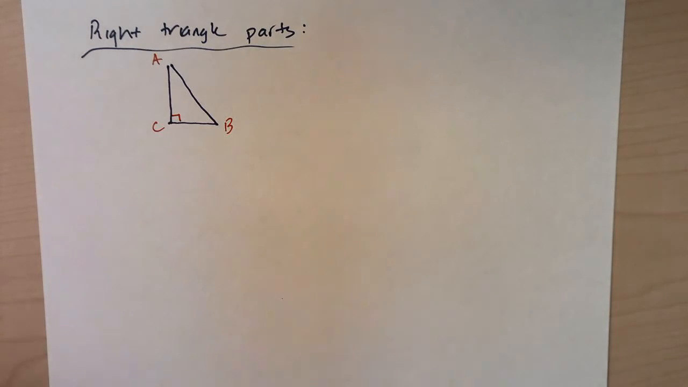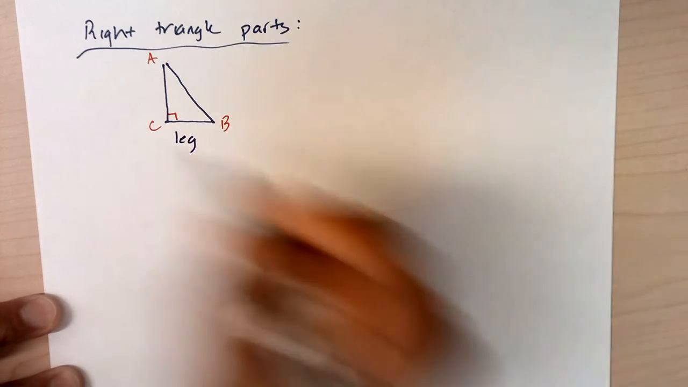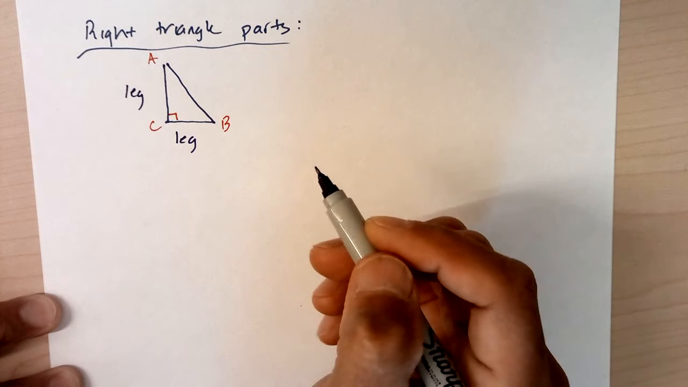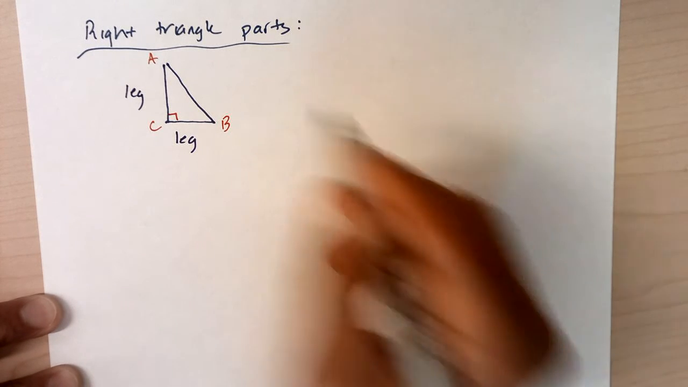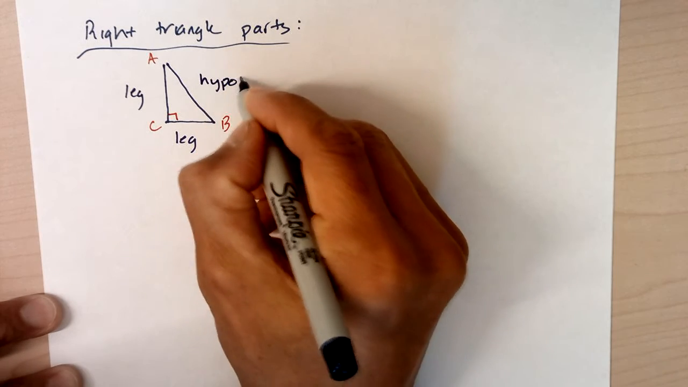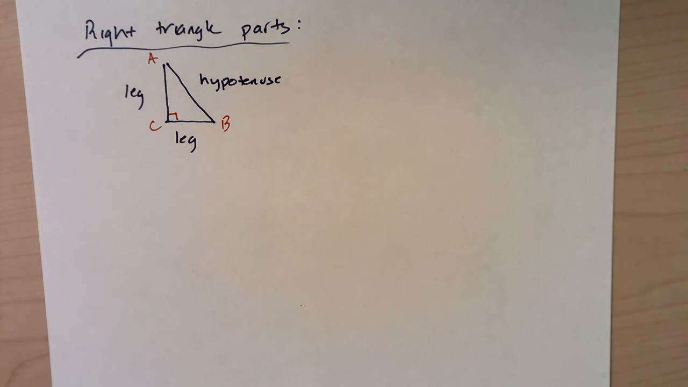The two sides that make up the right angle are the legs. So BC is a leg, AC is a leg, and then the side opposite the right angle, or the side that doesn't make up the right angle, is the hypotenuse. So those are the different parts of the right triangle. And then we could use right triangles also to prove that two triangles are congruent.